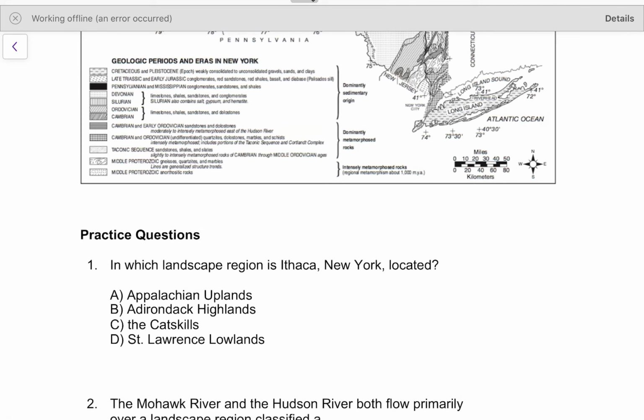Okay, so practice question number 1 here. It says, in which landscape region is Ithaca, New York located? So for this question, we have to first find the town of Ithaca on page 3, figure out approximately where it is in New York State, and then we have to look at page 2 and try to figure out which landscape region it's in. So let's go ahead and try to do this together.